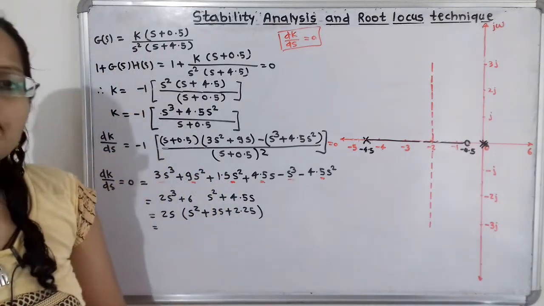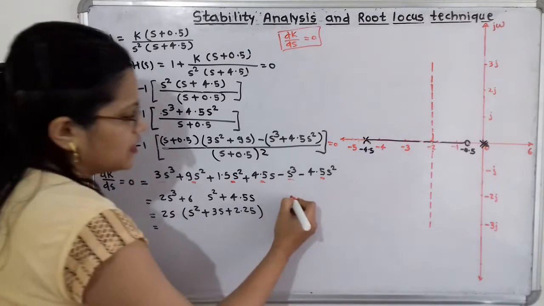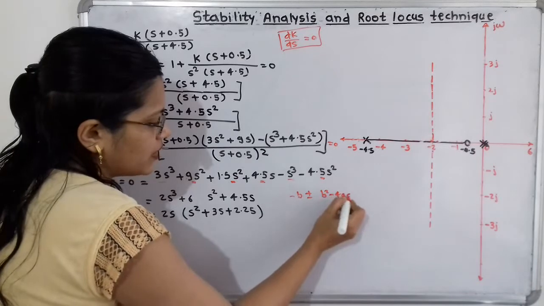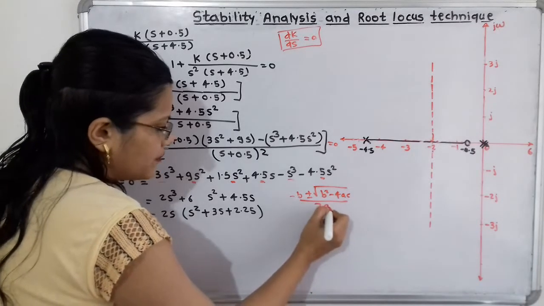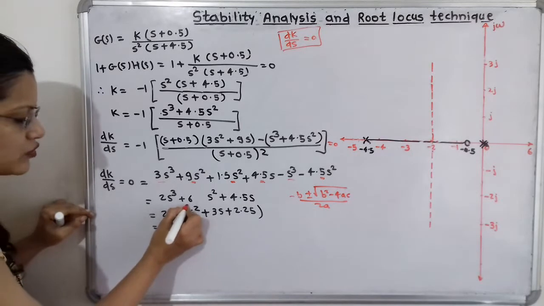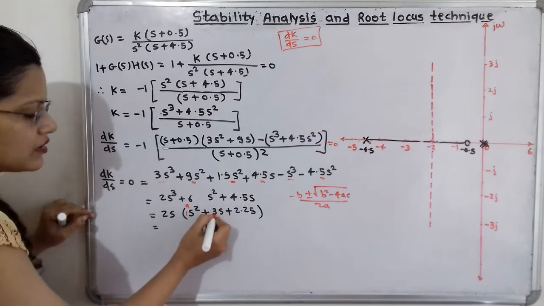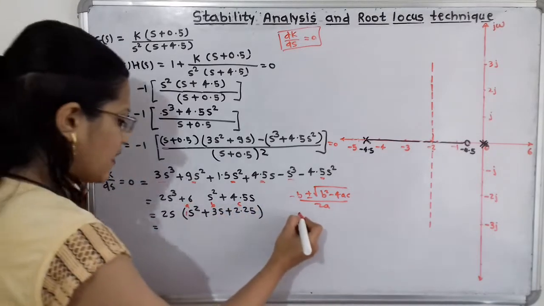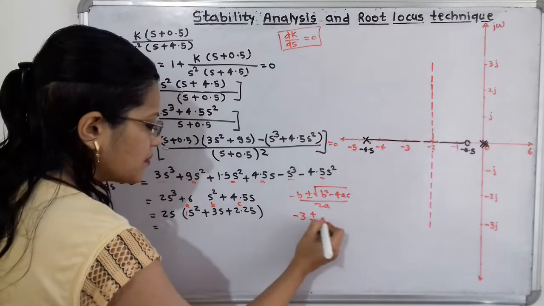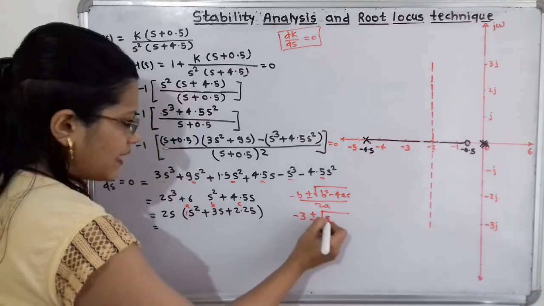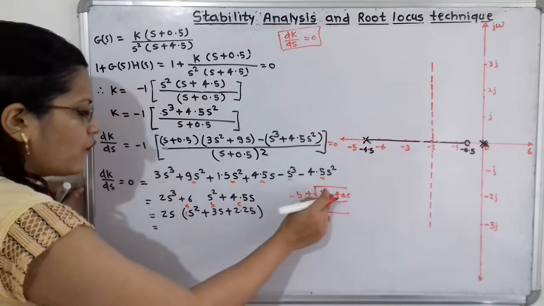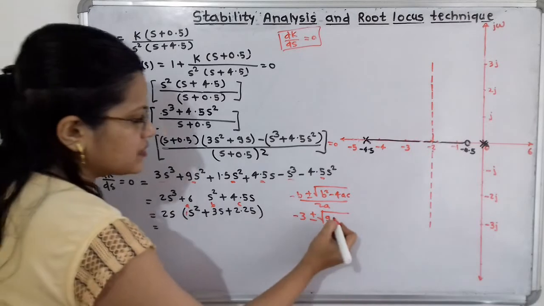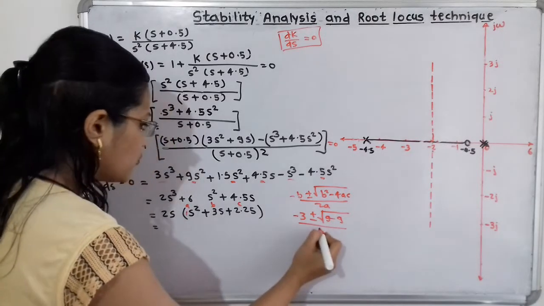So we will use the formula for the second order equation, that is minus b plus minus under root of b square minus 4ac divided by 2a. Now what are a, b, c? a is the coefficient of s square, that is 1, then b is the coefficient of s, that is 3, and c is the constant. So if I put all the values, that is minus 3 plus minus square root of b square, that is 9, minus 4ac, so 4 multiplied by 2.25 multiplied by 1, that is also 9, divided by 2 into a, that is 2.